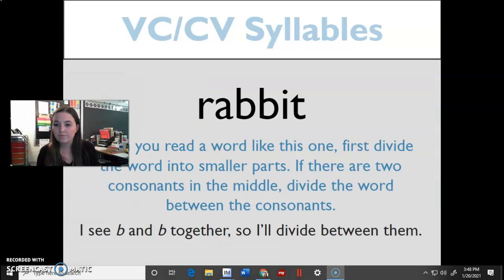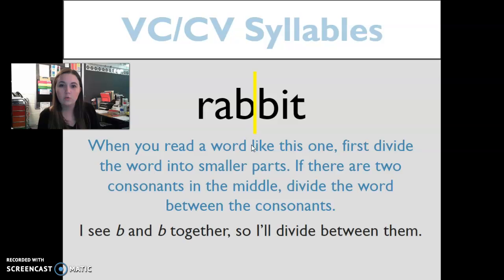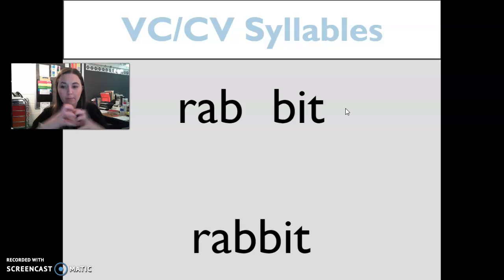Let's look at this next word. All right, when we read a word like this one, we first want to divide the word into smaller parts to make it easier to read. Because we can read CVC words pretty easy. Okay? So if there are 2 consonants in the middle, these have twin consonants, so it makes it a little easier. I know that I can cut that word in half in between those 2 consonants. So I can sound it out now. R-a-b. Rab, b-it, bit. Rabbit. So what's my word? Rabbit. Good. See how I can break it into 2 pieces?